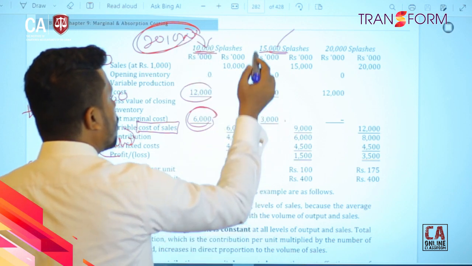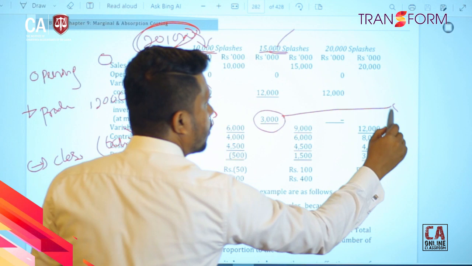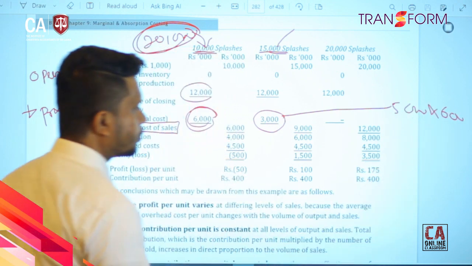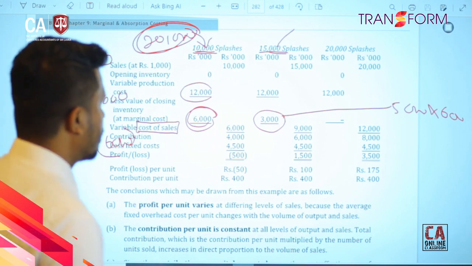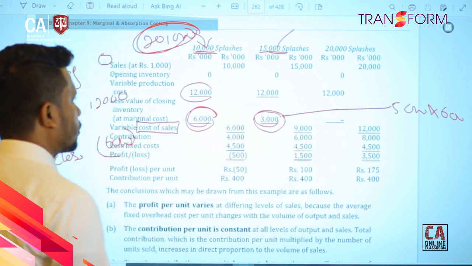Then you can have 5,000. You can take this one, 5,000 into 6, 30,00. Right, then you have the 3,000 value.